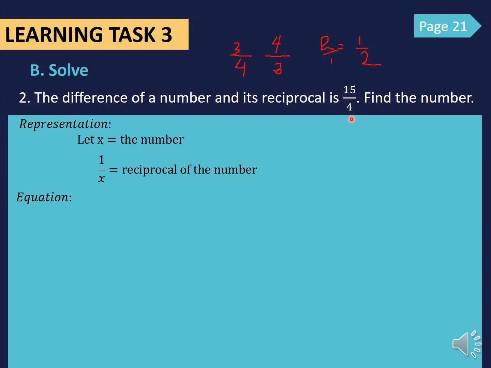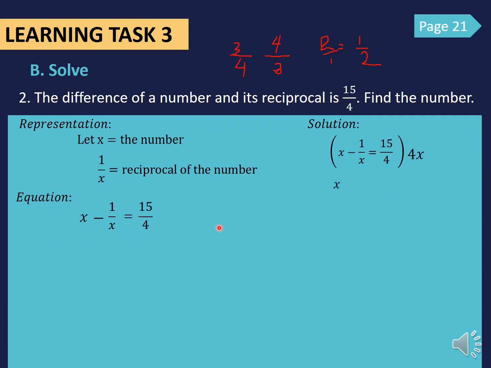So in our equation, we can form the equation by x minus 1 over x is equal to 15 over 4. So, we have formed a rational equation. So, x minus 1 over x is equal to 15 over 4. So, solving it, we have to multiply it by our LCD.